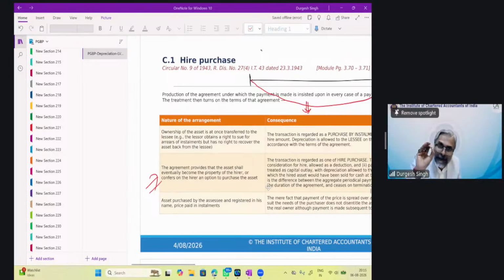But if he is making the payment of the installment, can the vendor at any point of time take back the asset? Answer is no. I hope that now, students, every one of you is clear with this one. With that, students, we are done with this.